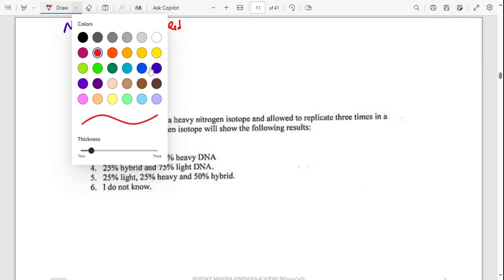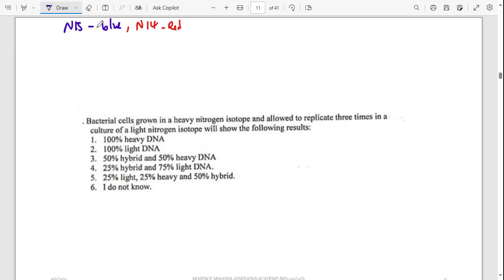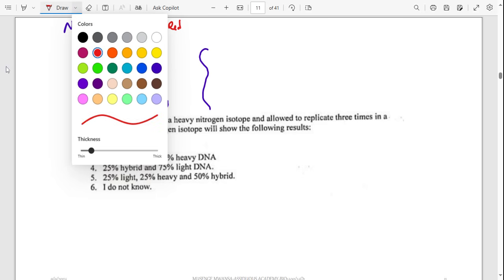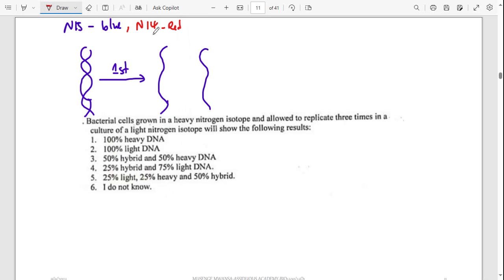So initially, the entire DNA, we grew it in an environment with nitrogen 15. So it has all been completely labeled with a blue color, meaning that it has got nitrogen 15. After the first replication, the two strands had to separate. You can see they have separated. For each one of these strands, because now we are growing our bacteria in nitrogen 14, a new strand is going to have nitrogen 14.